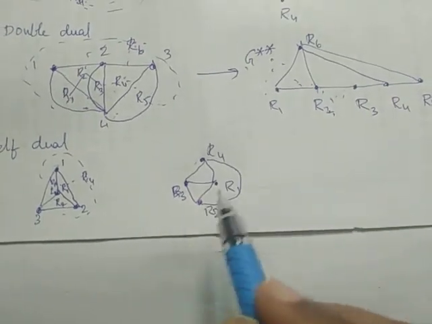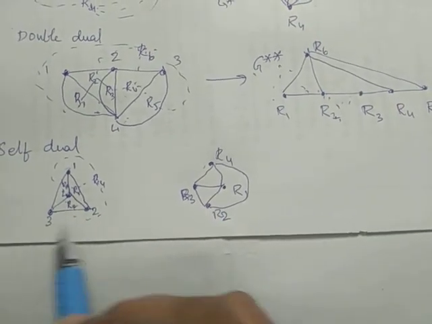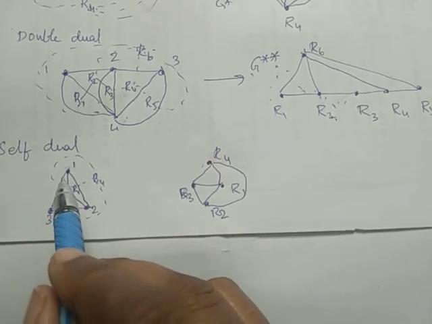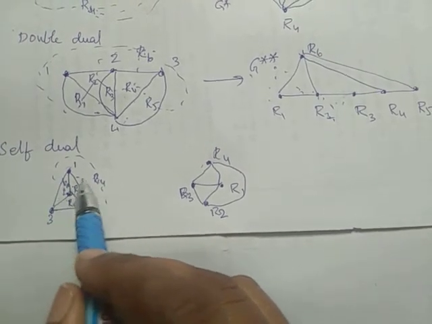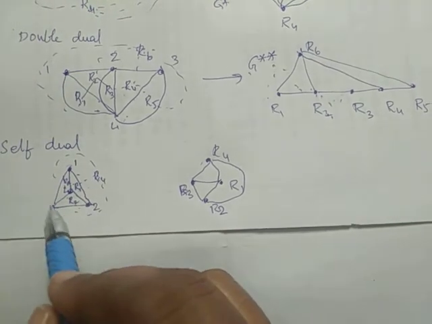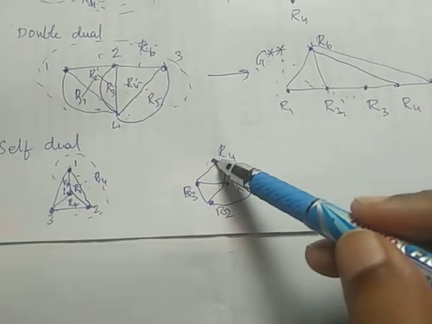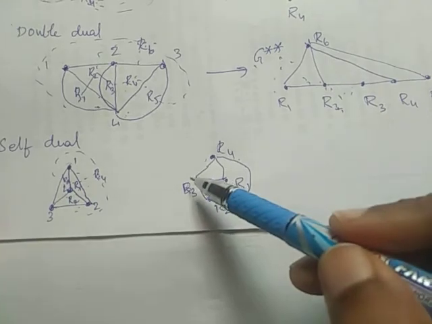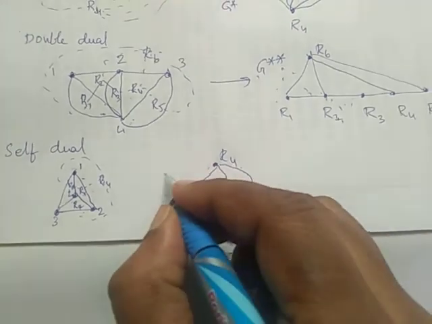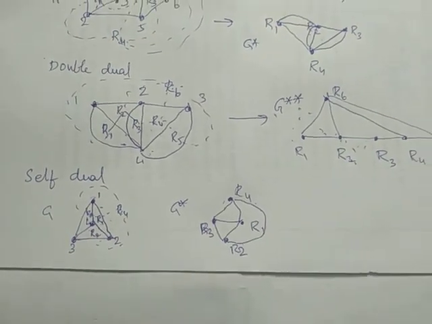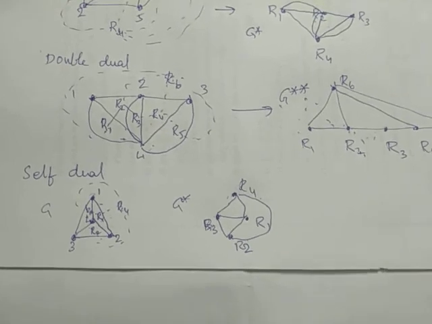If we see here, it has 4 vertices, and here also we have 4 vertices. Vertex 1 has degree 3, 4 also has degree 3, 2 also has degree 3, and 3 also has degree 3. R4 has degree 3, R1 degree 3, R2 degree 3, R3 degree 3. So G star is isomorphic to G. In this case, we call the dual of the graph self-dual.